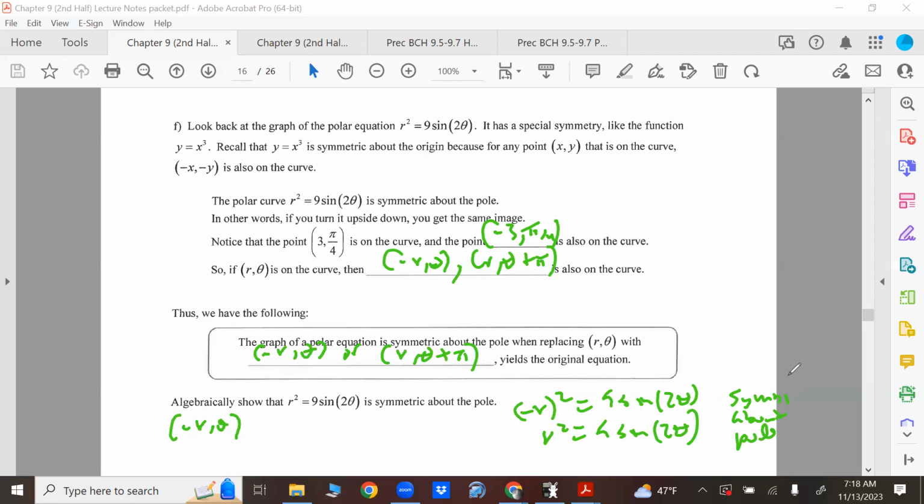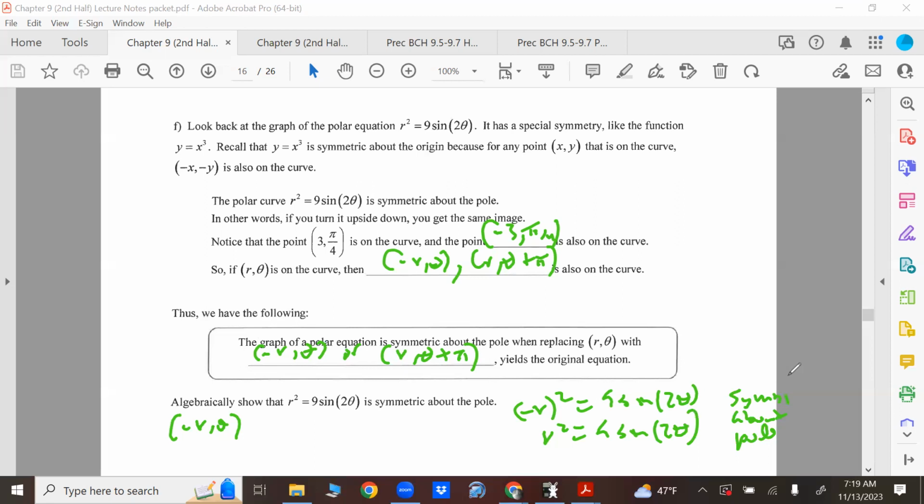And remember, to be symmetric about theta equals pi over 2, it's got to be negative r and negative theta, which we would see for the limacons that had sine in them. We saw that. But remember, for symmetry about theta equals 0, that was (r, negative theta). Sorry, that was a little different. That was (r, negative theta) for symmetric about theta equals 0. But about the pole, it's going to be (negative r, theta). That's the symmetry test for pole symmetry.